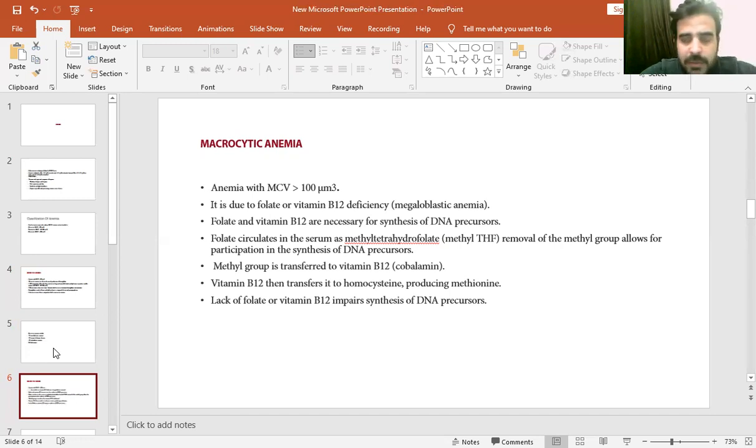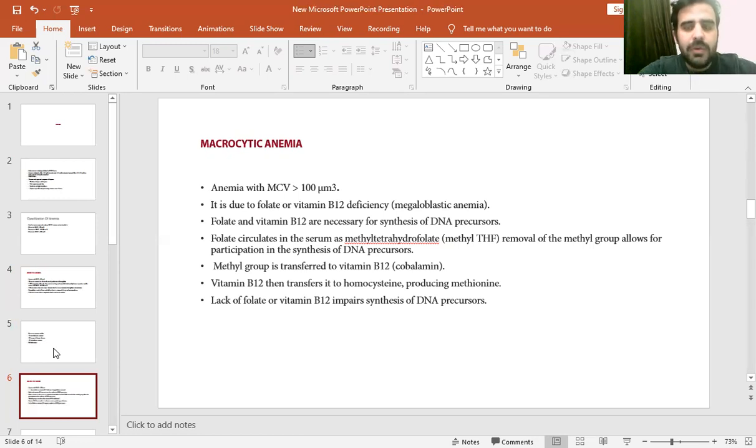What is the function of vitamin B9 and B12? They are necessary for synthesis of DNA precursors, from which DNA is formed. Folate, or vitamin B9, circulates in the serum as methyl tetrahydrofolate. If we remove the methyl group, the tetrahydrofolate part of the folic acid will participate in the synthesis of DNA precursor, and the methyl group which was removed will be transferred to vitamin B12.